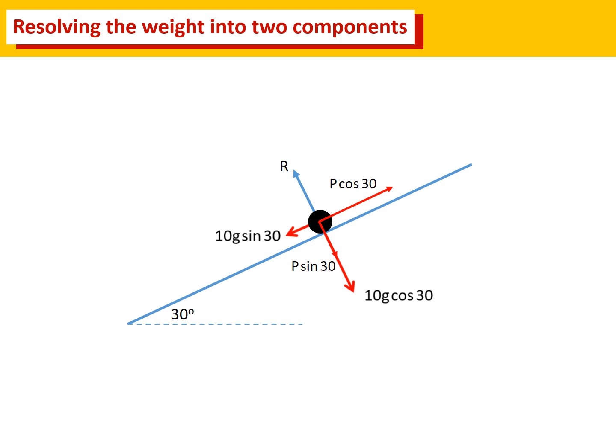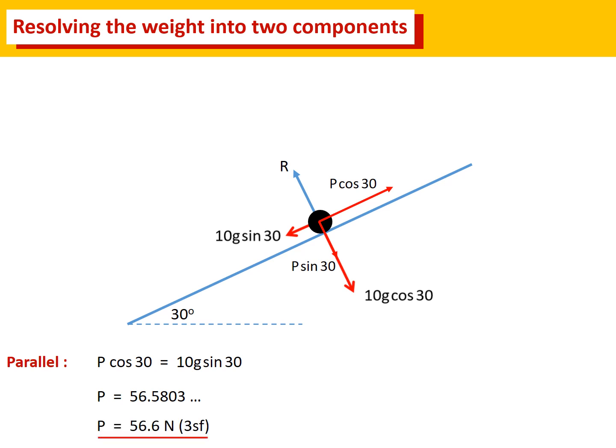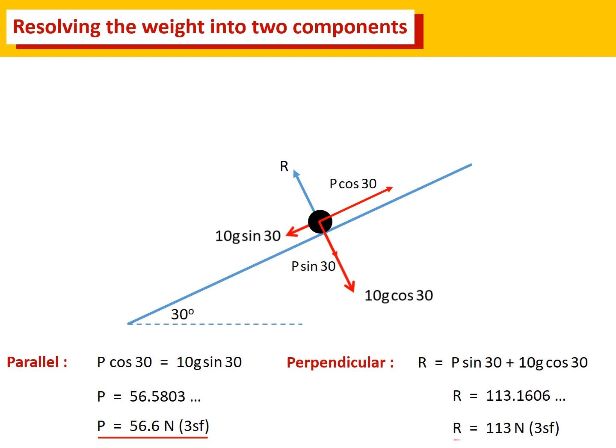So putting our forces back, parallel to the incline we must have P cos 30 equals 10g sine 30, and that will give us a value of P of 56.6 newtons. Perpendicular to the plane, R equals P sine 30 plus 10g cos 30, and that will give us 130 newtons to 3 significant figures.